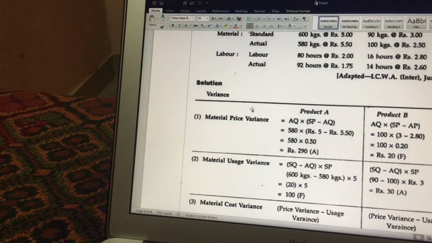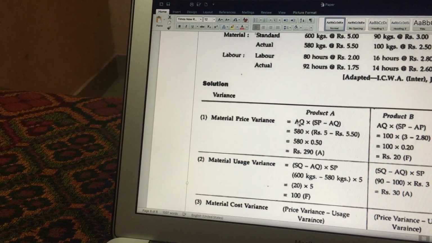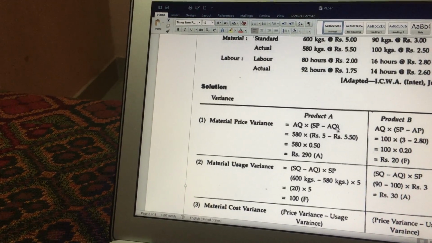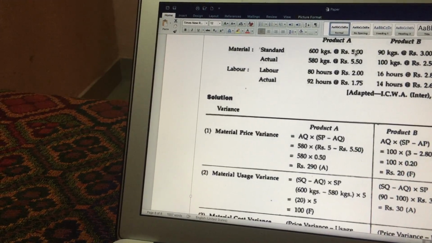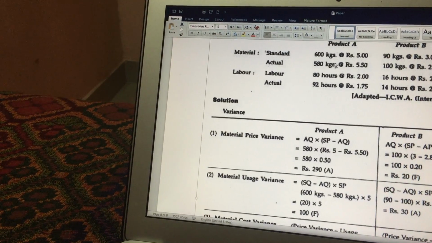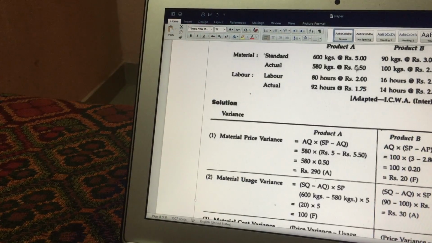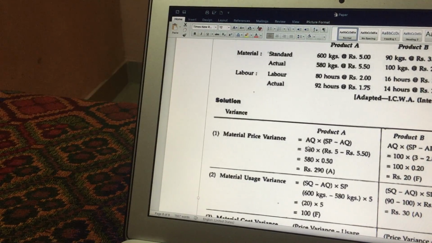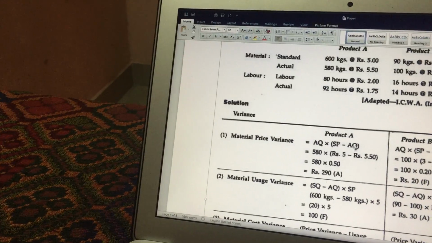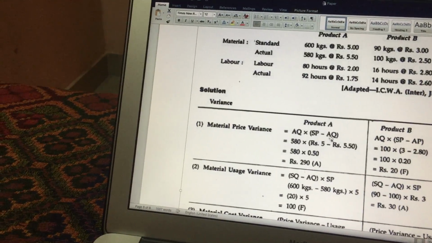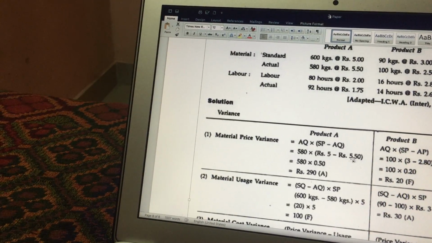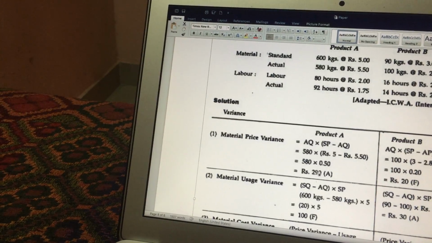You can see in material price variance, the formula is actual quantity into standard price minus actual price. Here standard price is rupees 5, actual quantity is 580, and actual price is rupees 5.50. So actual quantity 580, standard price minus this has to be actual price, not actual quantity. You can see this cursor moving. This is actual price. So 5 minus 5.50, it will give 290 adverse.